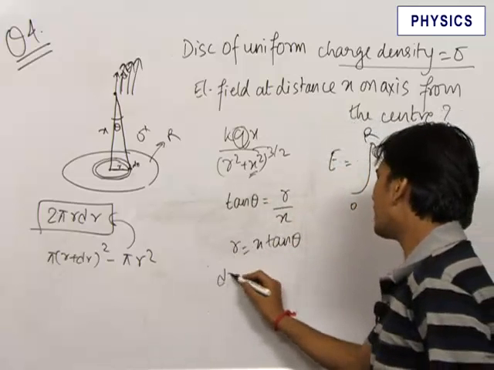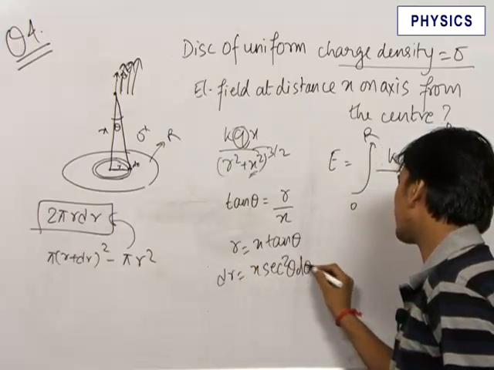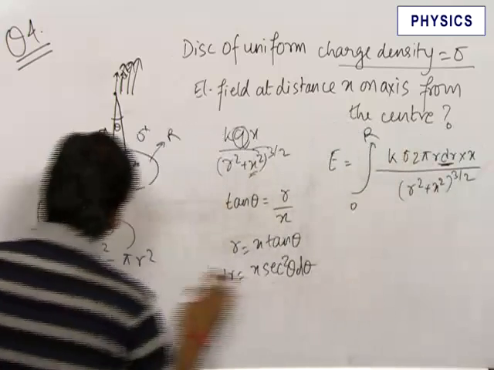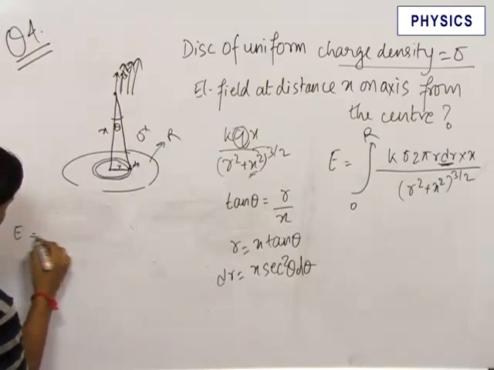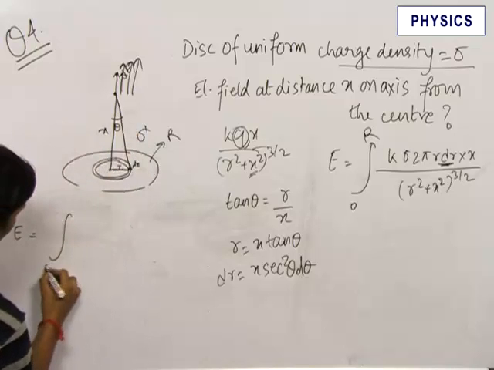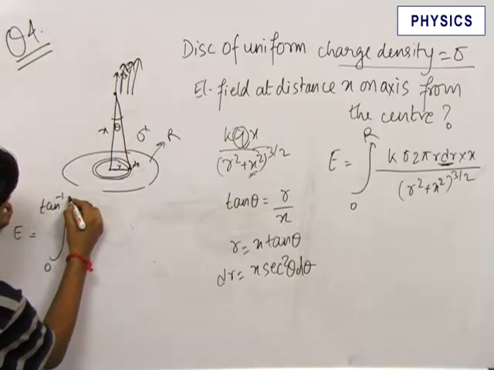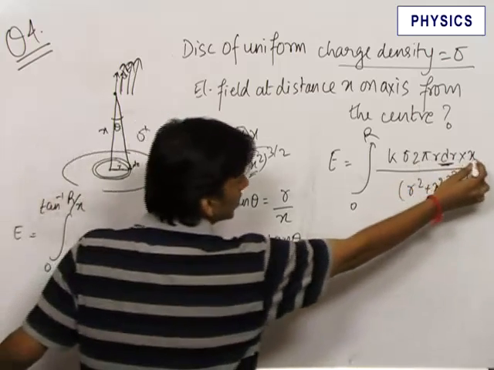So dr becomes equal to x sec square theta d theta. We can substitute everything over here. The limits of integration will also change to give us E is equal to integration. The angle initially will be 0 and finally will be equal to tan inverse of capital R upon X.